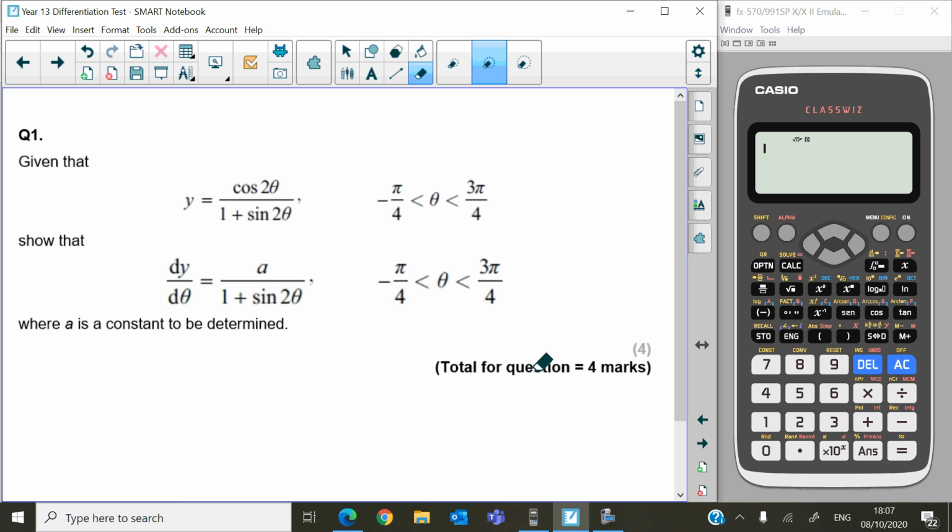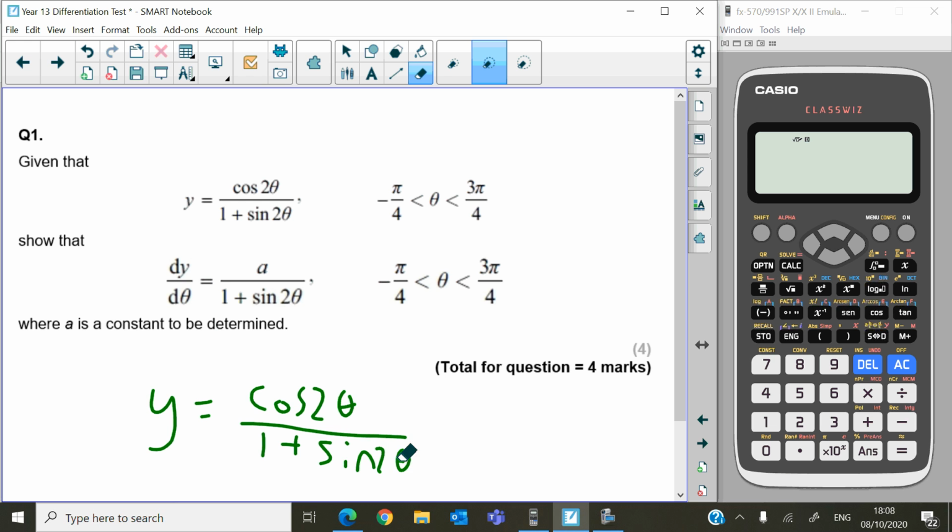Given that y is equal to cos 2 theta over 1 plus sine 2 theta, where theta is between minus pi over 4 and 3 pi over 4, you've got to show that the differential dy by d theta is equal to a over 1 plus sine 2 theta, all squared, where a is a constant to be determined. 4 marks, nice and easy. Start with y is equal to cos 2 theta over 1 plus sine 2 theta.